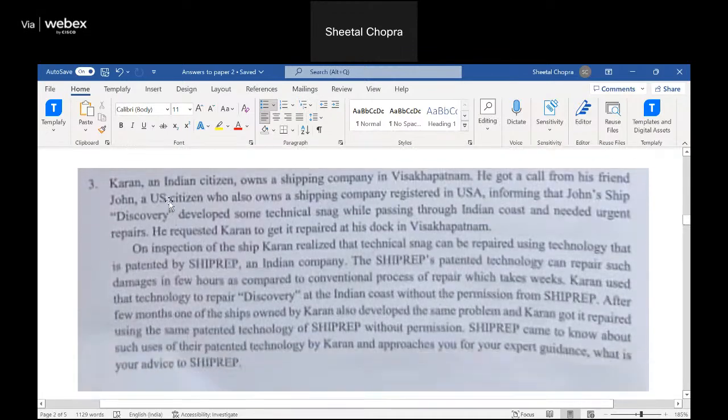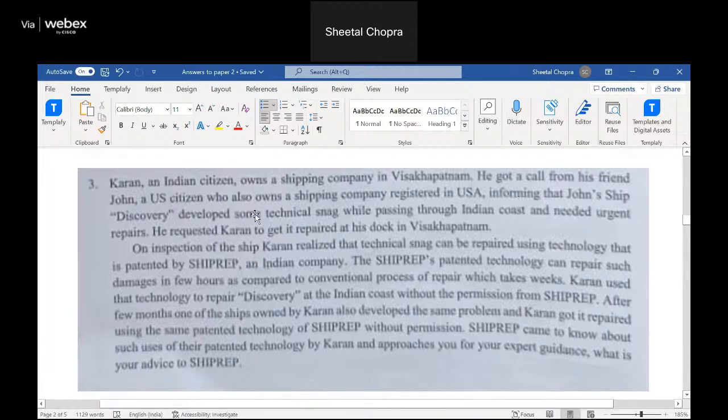Question 3 is about Karan, who is an Indian citizen. He owns a shipping company in Visakhapatnam. He got a call from his friend John, who is a US citizen and also owns a shipping company registered in USA. So again, I'm requesting you, please don't read the question, just listen through me because the question is very blurred here.